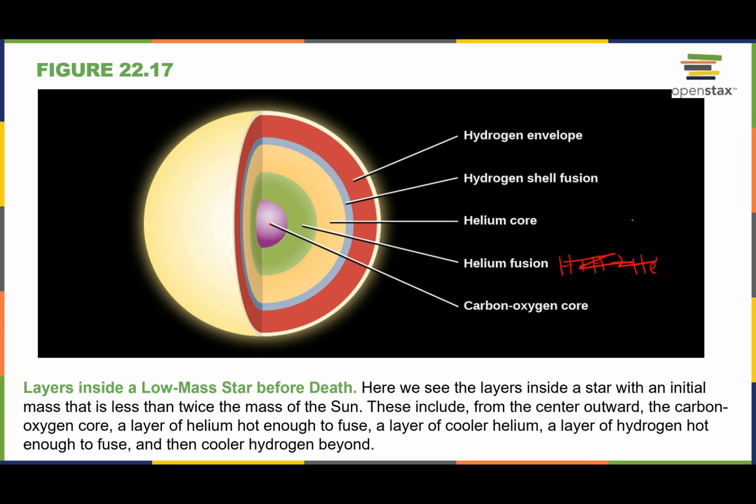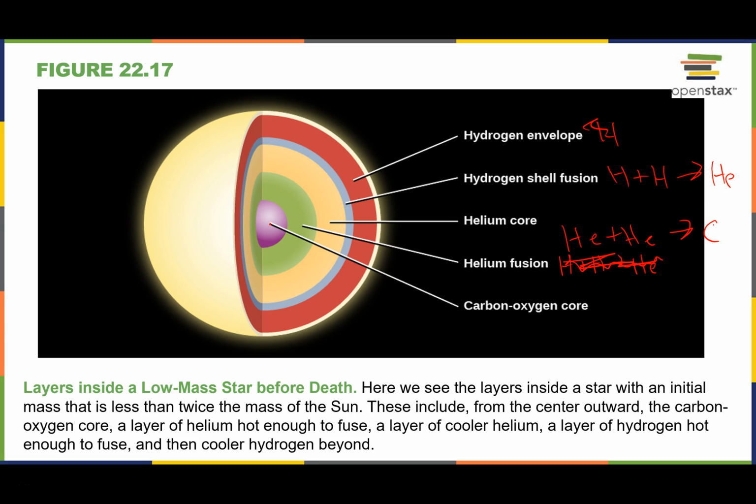I guess that should have been, go up here, hydrogen envelope, hydrogen shell fusion. Sorry, final answer. That second one there says hydrogen shell fusion. I'm going to put H plus H goes to form HE. Final answer. Here where it says helium fusion, I'm going to put HE plus HE goes to form C for carbon.